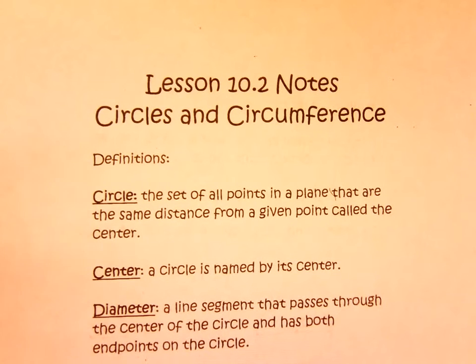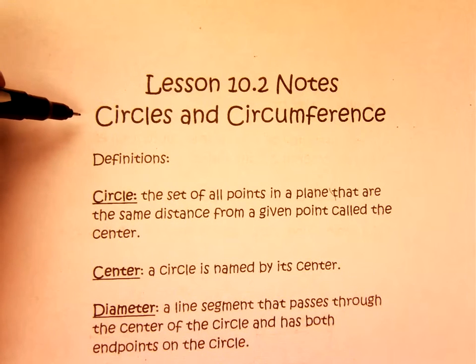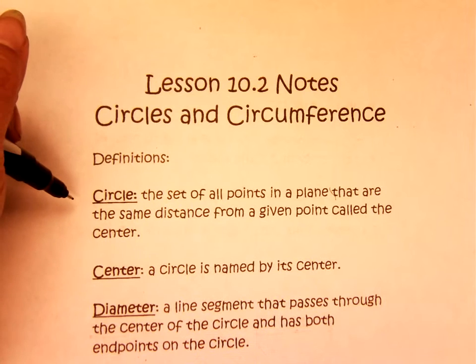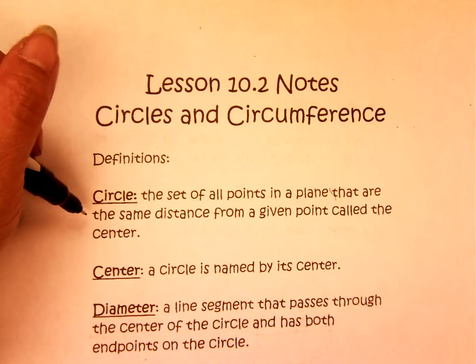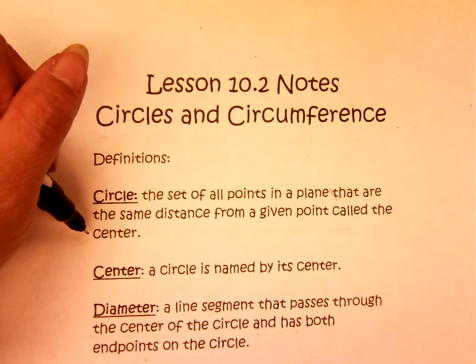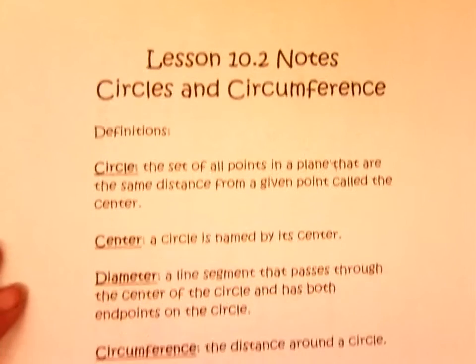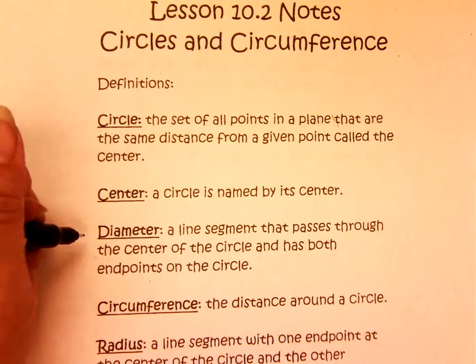Okay, so today's lesson is 10.2. We're talking about circles and circumference. So the definition: a circle is the set of all points in a plane that are the same distance from a given point called the center. A circle is named by its center.